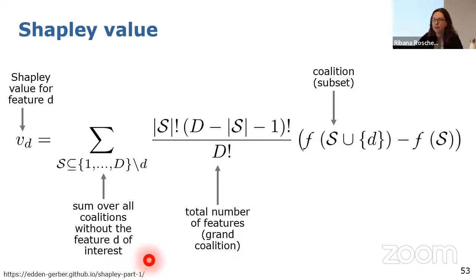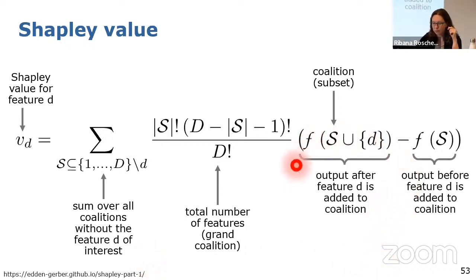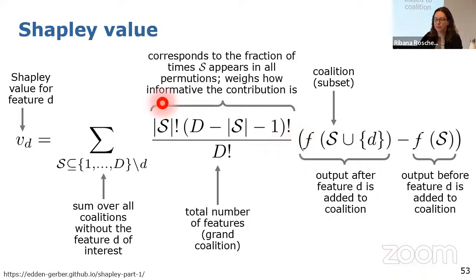So you sum exactly what I showed you before on the plot. You sum how much the green player contributes to all the coalitions. This is the sum. Then you have 2 terms here. This is the output after feature D is added to a coalition. And this is the output before feature D is added to a coalition. So this is actually how it's analyzed. What is the contribution? And then there's actually this term here.